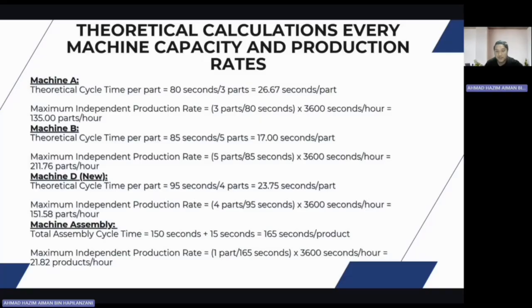For production rate, we use the total number of units produced divided by the total time. So we have 3 divided by 80 and then times 3,600 seconds. This is because it is for 1 hour, so we convert 1 hour into seconds and we got 3,600. So now we have the independent production rate for machine A, which is 135 parts per hour. And then we repeat for each machine and we got their individual cycle time and also their production rate.